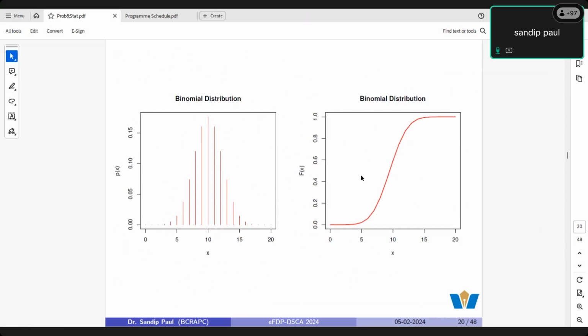Now if we check the distribution function of that mass function, you can see at the leftmost value, when it is 0, the probability is 0. But as the values of x increase, the distribution function is also increasing. That means the summation value is also increasing, and finally when x is 20, the total probability is 1. So the highest value is 1. So always this curve lies in between 0 and 1.